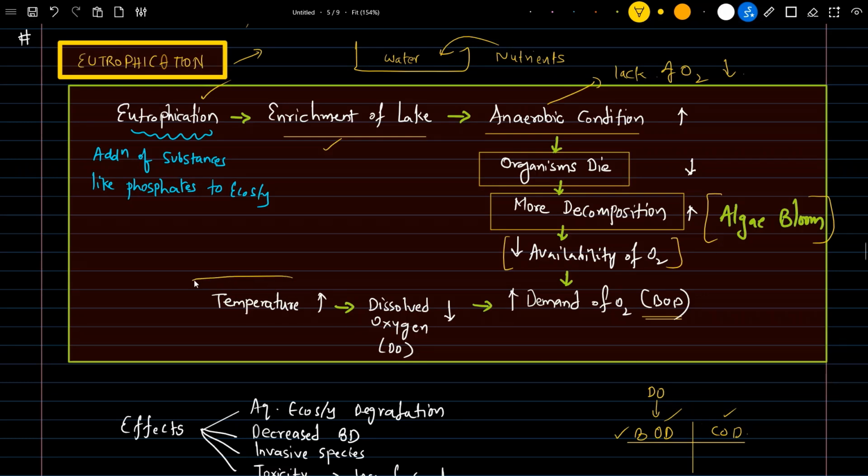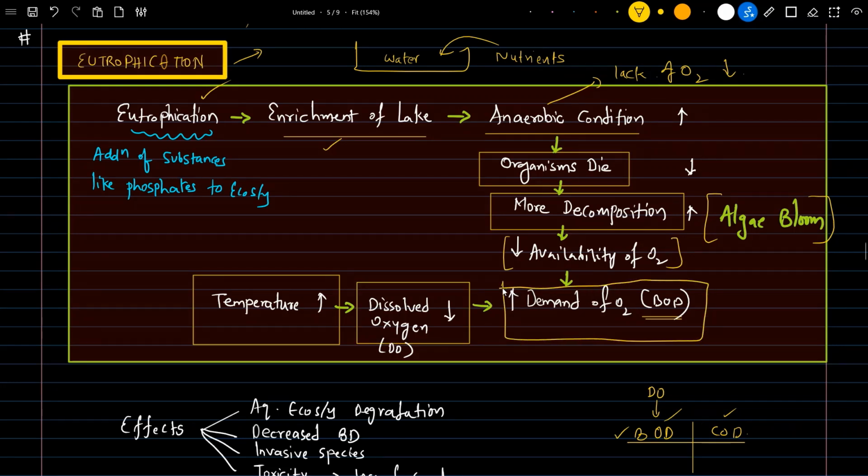Also, another relationship is that whenever there is a temperature increase, the dissolved oxygen will decrease, and this also leads to an increase in the biological oxygen demand. So this is the flow which is important with respect to eutrophication.